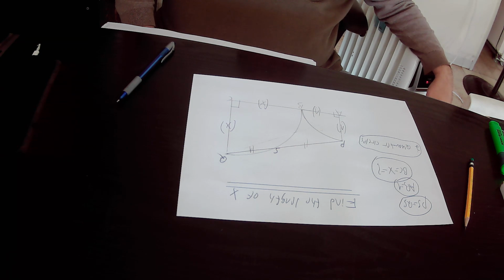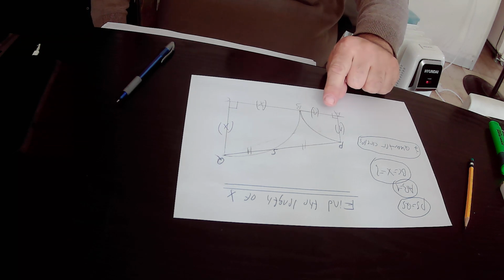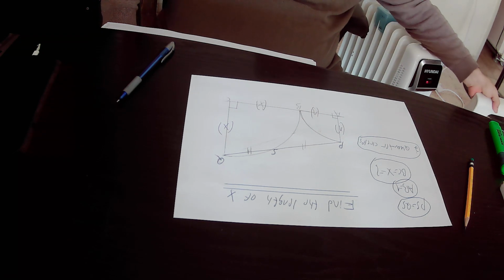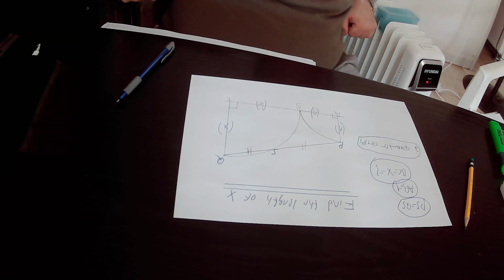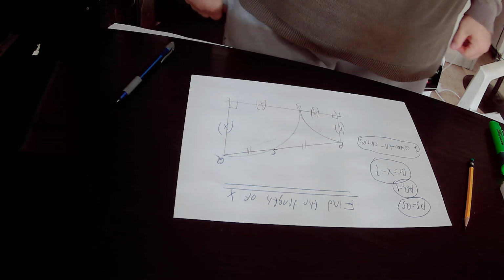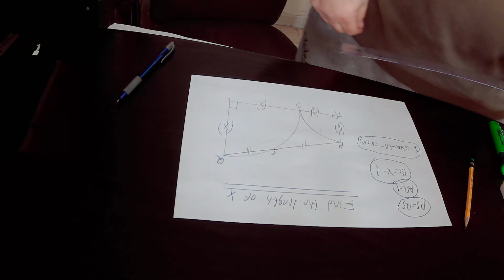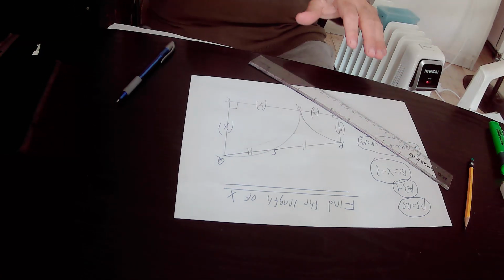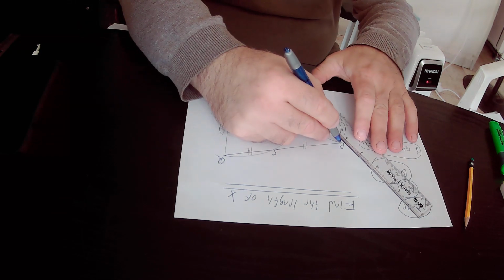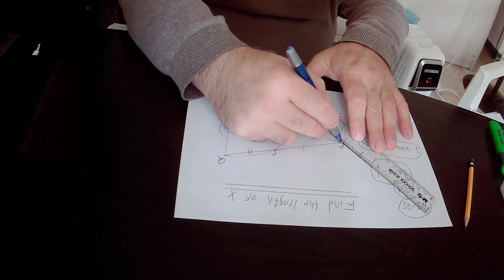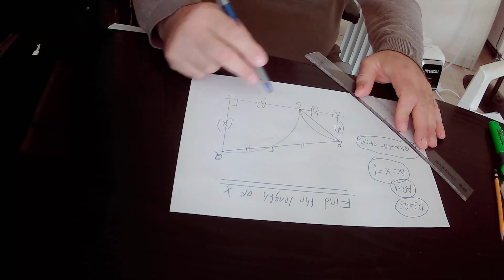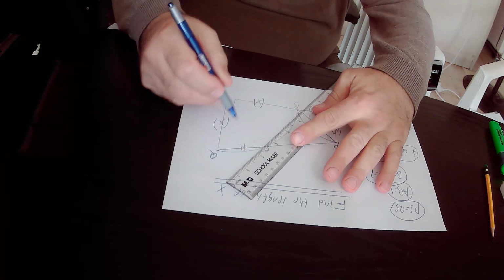In the next step, we'll join points P and B together by a straight line. And we'll join points Q and B together by a straight line.